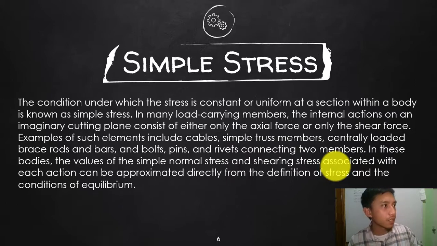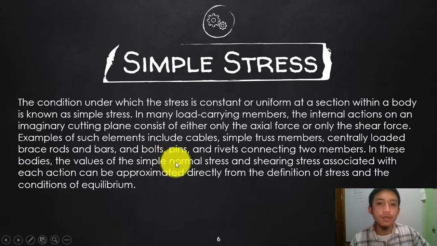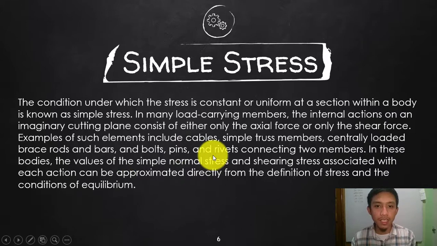If the type of stress experienced by that certain material is simple, then the analysis will fall under simple stresses. If that is purely shear stress, or purely axial or normal stress, then that is a simple stress. In these bodies, the values of the simple normal stress and shearing stress associated with each action can be approximated directly from the definition of stress and the conditions of equilibrium. So that is what we will be discussing in the succeeding examples.